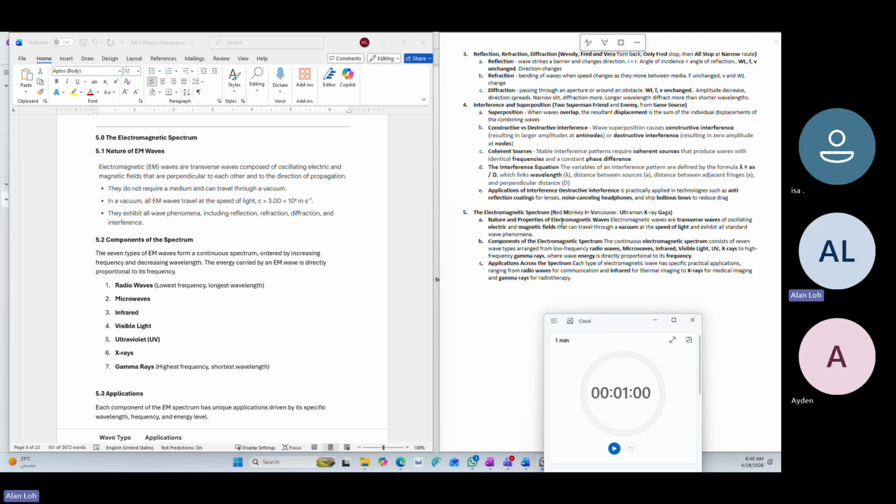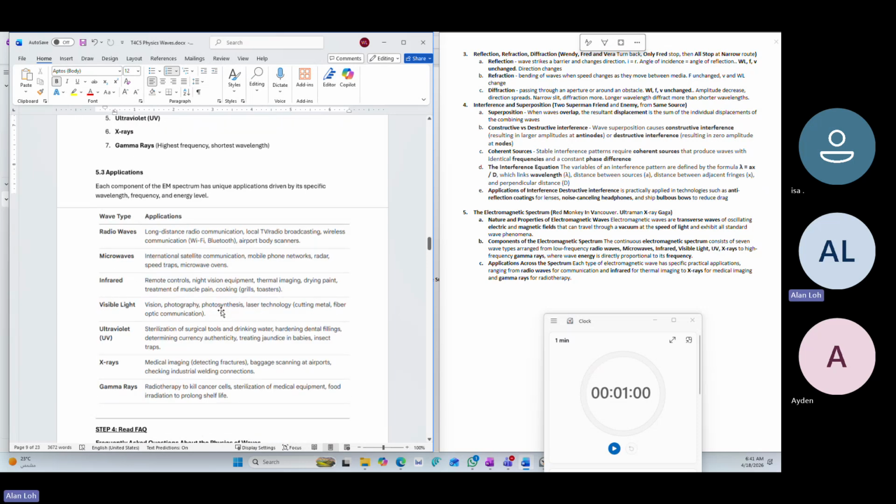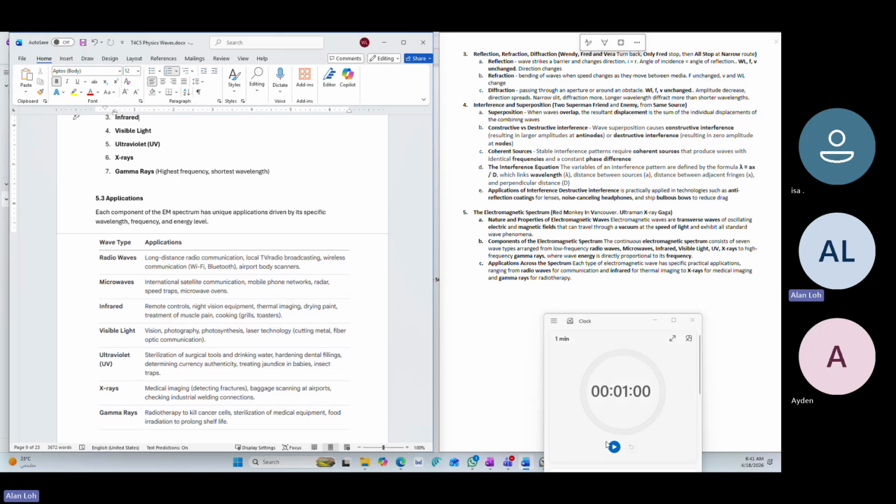I have my story to help you to remember this. For example, red monkey in Vancouver, Ultraman X-ray Gaga. I think you can roughly know what this is representing. These seven components in the spectrum. We will come to that later in step 6. So don't worry too much about memorizing the names. Just know that there are seven components of the spectrum. That's it. Now 5.3 for 1 minute. Start now.